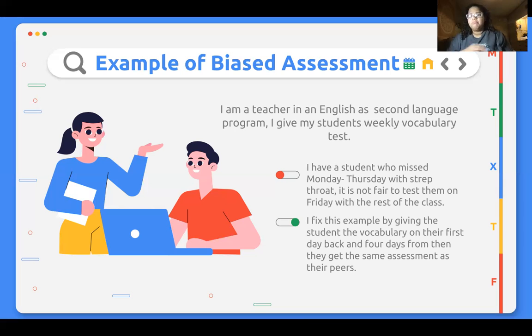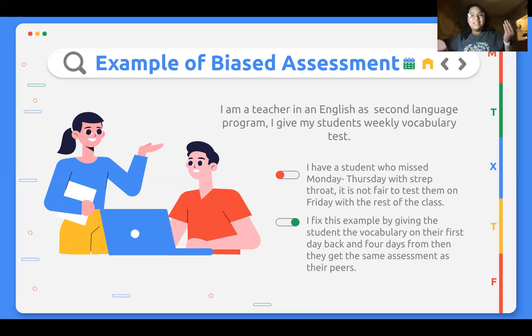So to make it better, I just give them all a Spanish test, because we have some Spanish speakers in there. So that should be fine, right? No, now it's not fair to the German and the Mandarin students because it's not in their native language.